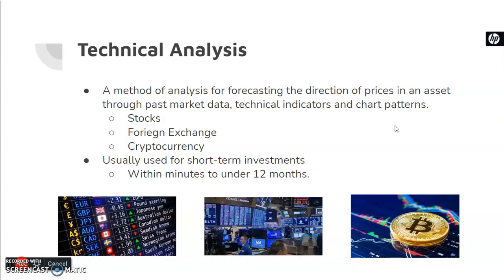So what's the definition? The definition of technical analysis is a method of analysis for forecasting the direction of prices in an asset through past market data, technical indicators, and chart patterns. In other words, past market data basically uses the current chart of an asset to predict the future chart. Technical indicators and chart patterns are tools that tell you which way the chart will move, and we'll go more in depth about these topics shortly.